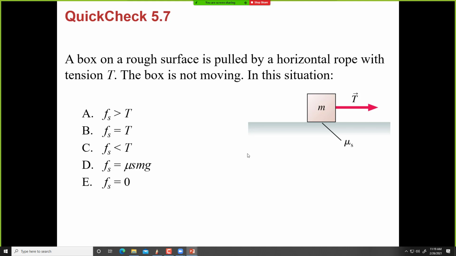Which one would you choose? B? Yeah, that's right. Because the box is not moving, meaning it's at static equilibrium. So the condition for static equilibrium is that the net force is 0. Okay, so you have this force and this force.